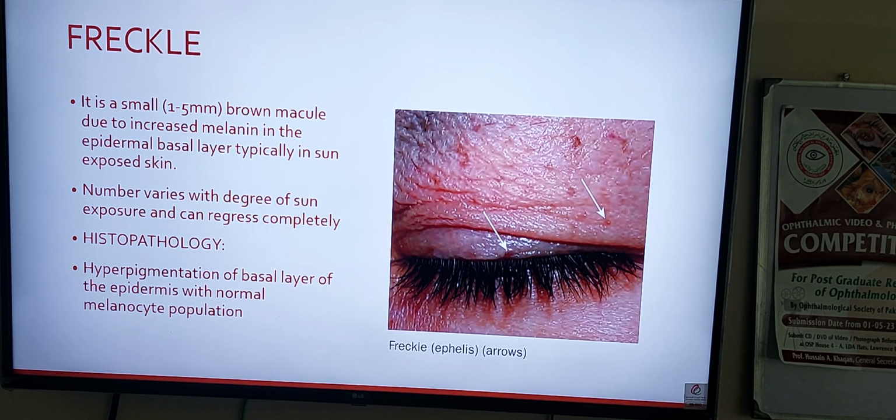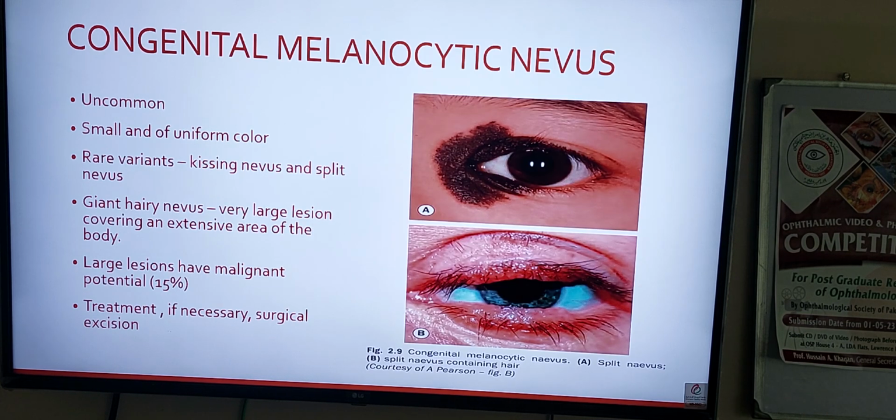On histopathology, there is hyperpigmentation of the basal layer of the epidermis with a normal melanocytic population. So basically, we don't have to do anything interventionally for it. We will just ask the patient to use sunscreen for protection of the skin while going outside, and the symptoms will improve. Then we have congenital melanocytic nevus.